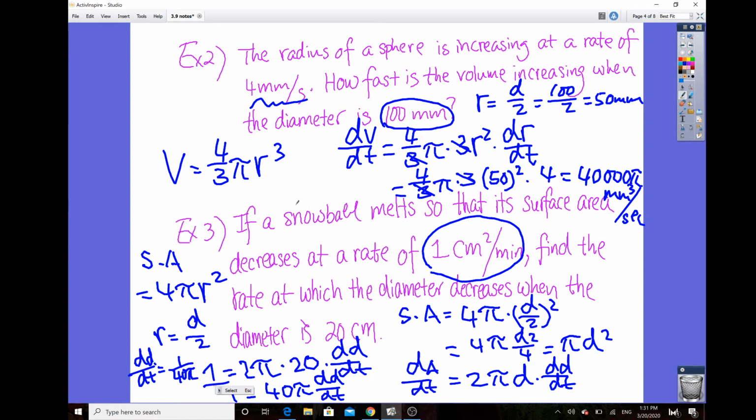And the unit for this one, guess what that is? Diameter is one-dimensional, so just centimeter per minute. So 1 over 40 pi. Okay, so now let's find another example in just a second, on the next slide.